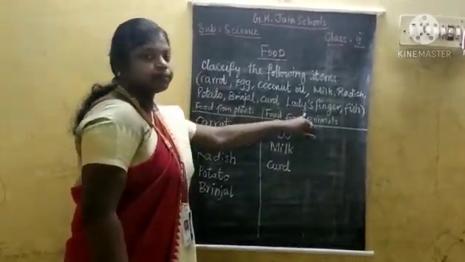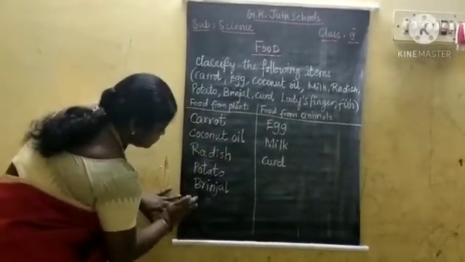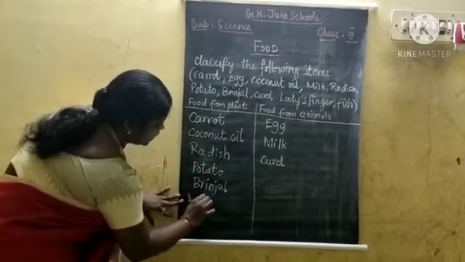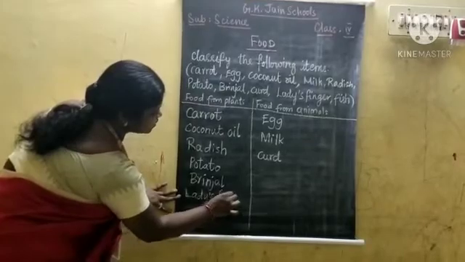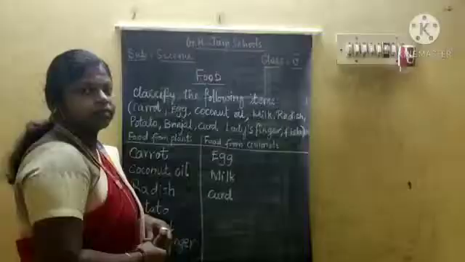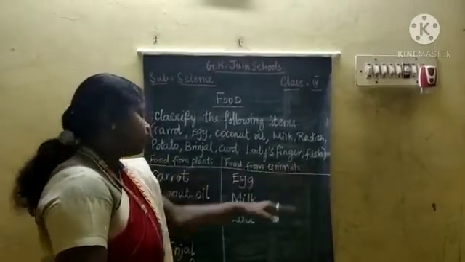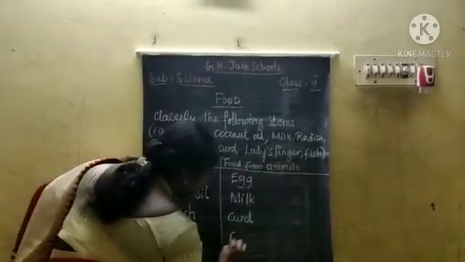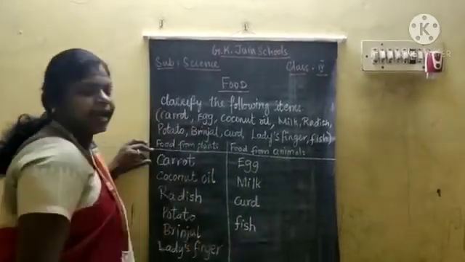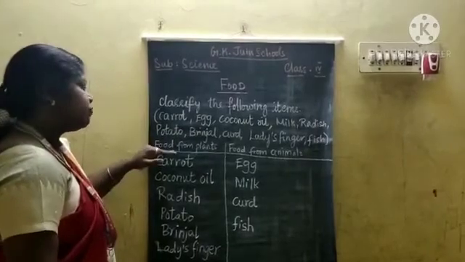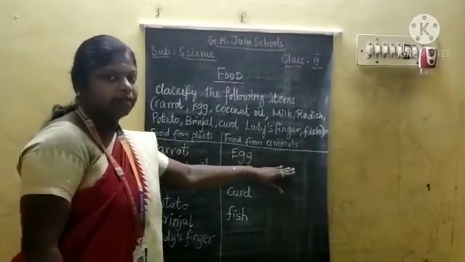Lady's finger. That is also a vegetable. It is green in color. Fish also belongs to the animal family, so we can write fish in the animal box. So now you can understand which foods we get from plants and which foods we get from animals.